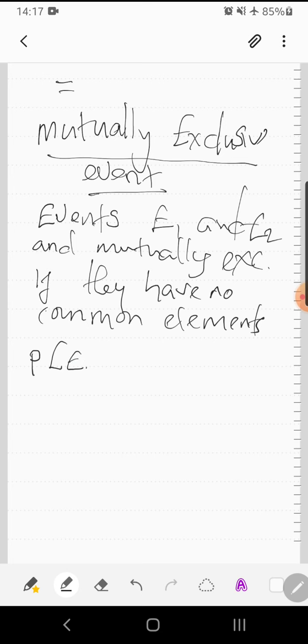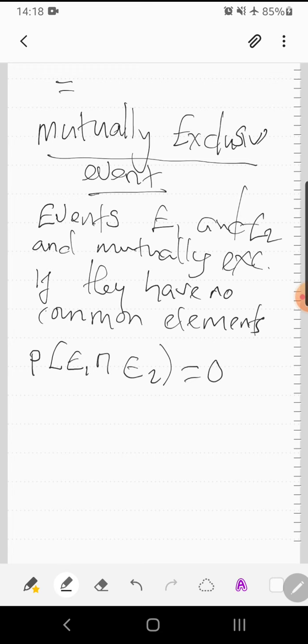So we are saying E1 intersection E2 is supposed to be 0. So whenever I ask you to check whether events are mutually exclusive or not, just check the intersection. If the intersection is 0, then it means that those events are mutually exclusive. Okay, so that is how we find mutually exclusive events.